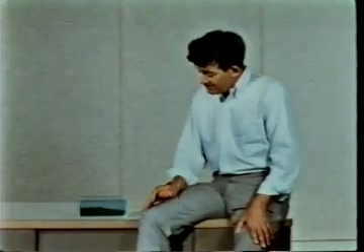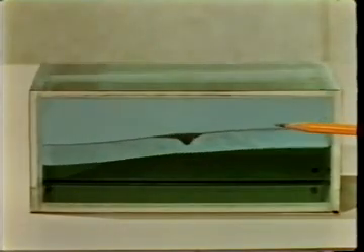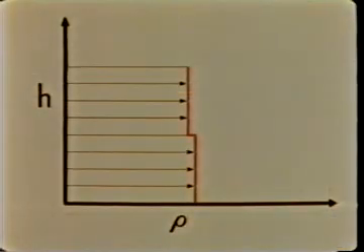A stratified fluid is a fluid with density variations from one point to another. This is a stratified fluid system: a lighter fluid on top and a slightly heavier fluid below. The density changes abruptly at the interface. The curve of density against height looks like this.